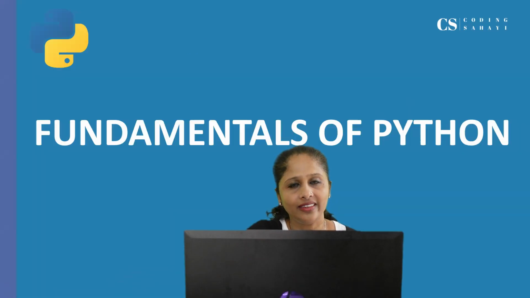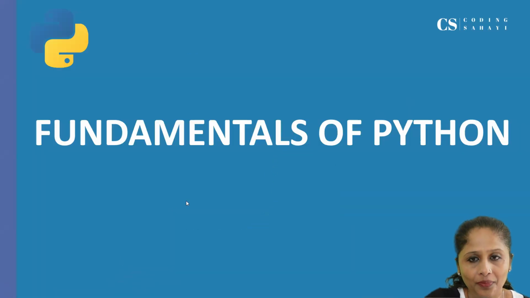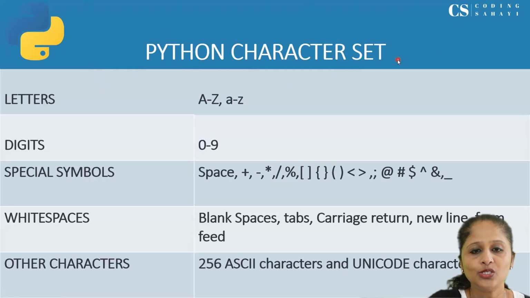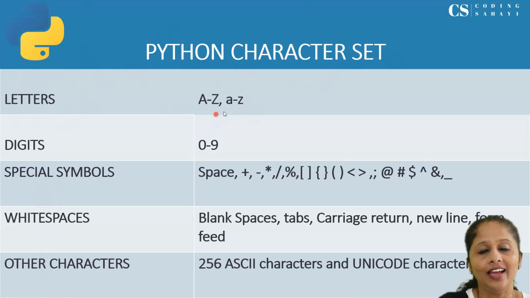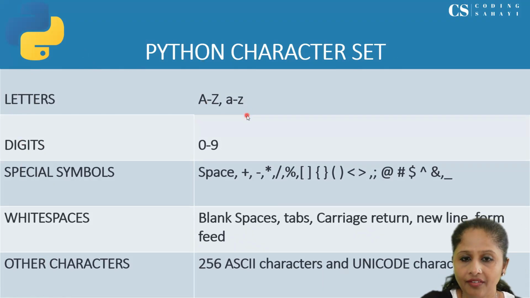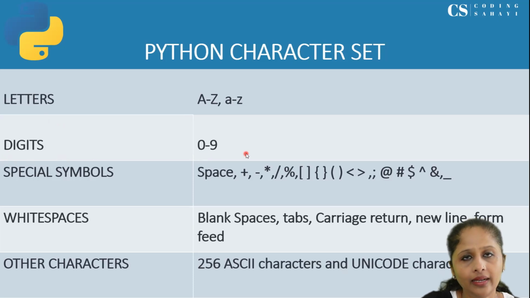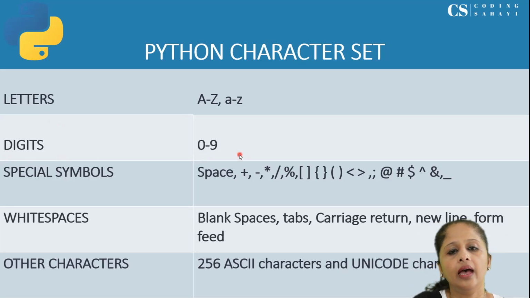Now let's start with the fundamentals of Python. The first topic is the Python character set. Python has letters, digits, special symbols, white spaces and other characters. First, letters: all capital letters and small letters from A to Z. I told you already Python is a case sensitive language, that is, Python treats capital letters and small letters as different. Next we have digits from 0 to 9 and their combinations, which we can use in Python.